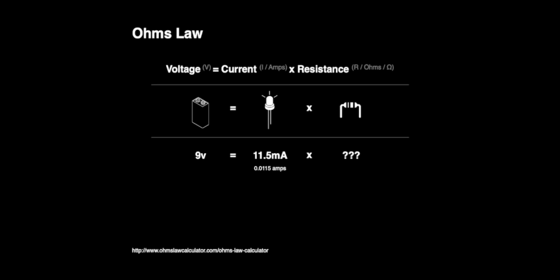So if I'm using a 9-volt battery and my LED, my component can only handle 11.5 milliamps, which is 0.0115 amps, then we could figure out the resistance with this equation. So it'd be 9 divided by 0.0115, which is about 780 ohms. So knowing that, we know what resistor to use for a circuit that has a 9-volt battery attached to an LED, a light that can only handle 0.0115 amps. So that would be about a 780 ohm resistor.